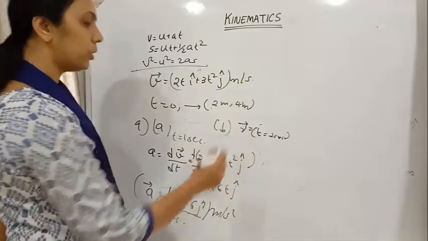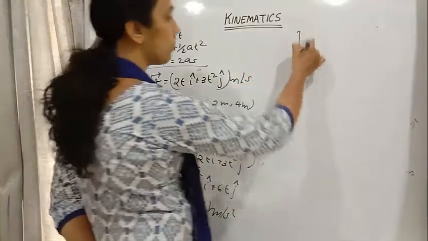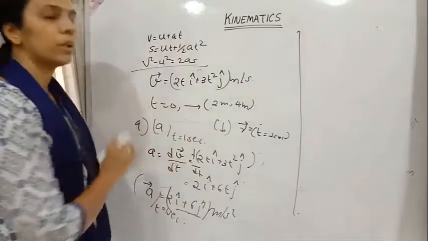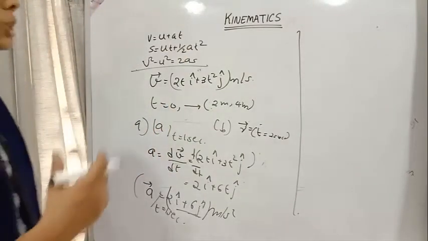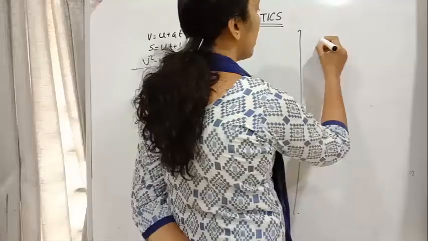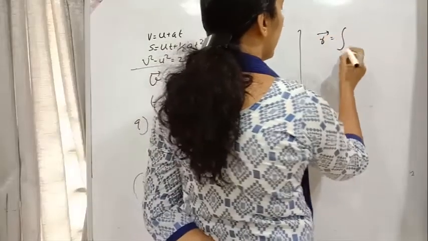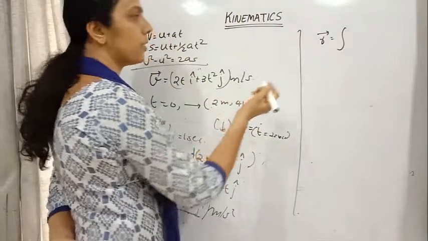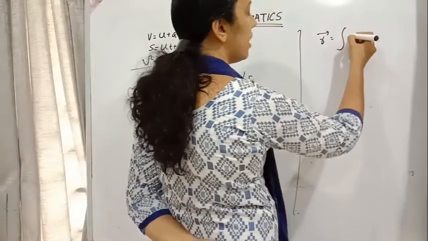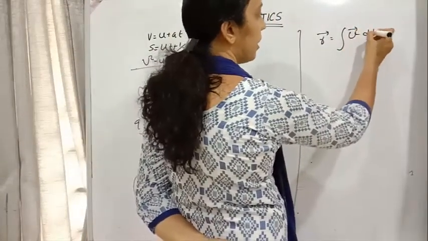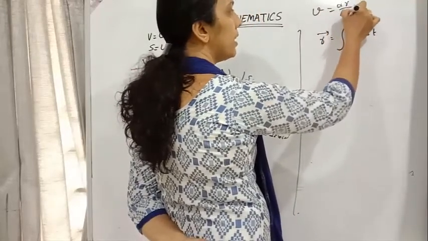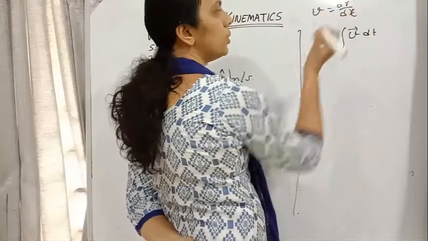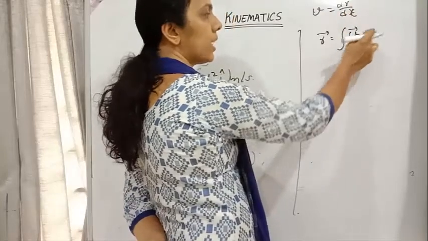Now we will move to the position vector. How to find the position vector here? We have velocity. If we have velocity, to find the position vector, we should integrate. So now r equals integral of v dt. How do we get this? Last class I told you v is equal to dr by dt. Therefore dr equals v into dt. R equals integral v dt.